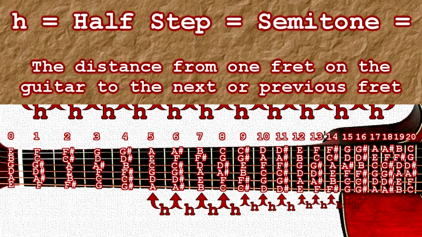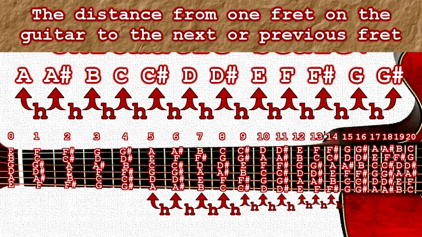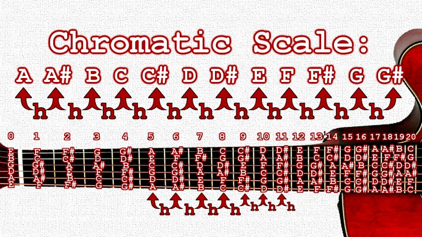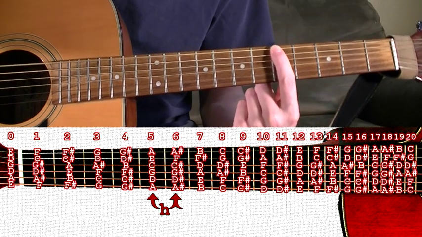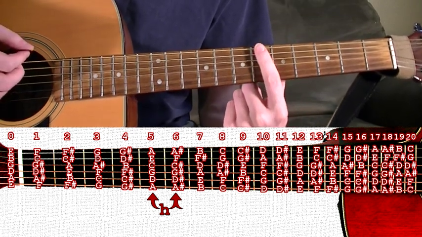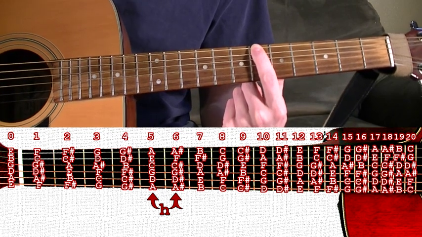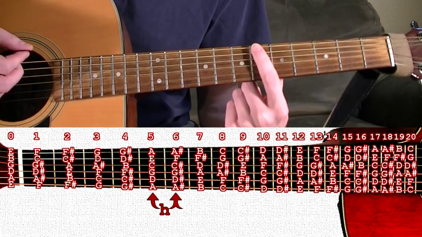A half step, which is also known as a semitone, is the distance from one fret on the guitar to the next or previous fret. For instance, the distance from the 5th fret to the 6th fret on any string of the guitar is known as a half step. So if you were to play the 5th fret on any string and then play the 6th fret of that same string, you could say you moved up a half step from the 5th fret.